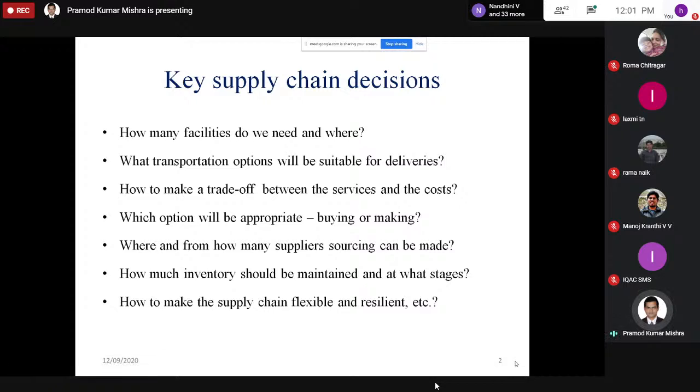When we think about the supply chain, we first of all think about the design aspect of it, right? Where the facilities will be set up, and what transportation options are available, and what will be suitable for the deliveries, right? And the most important thing here is that in the supply chain we generate value that we deliver to the customer, and the value that we generate is nothing but your supply chain surplus, right? So supply chain surplus, or the value, is nothing but the revenue minus the supply chain cost, right?